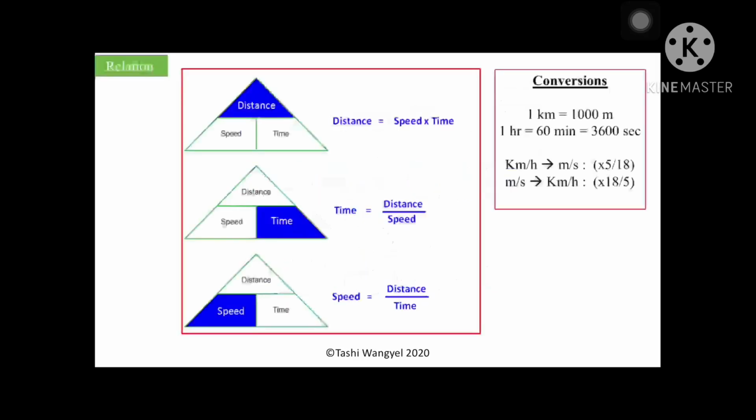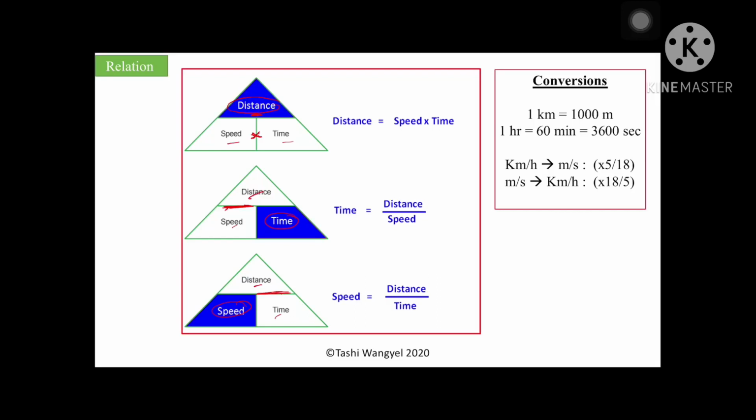Speed, time, distance relation. The relation triangle: distance, speed, and time. Distance is speed into time. Time is distance divided by speed. Speed is distance divided by time.